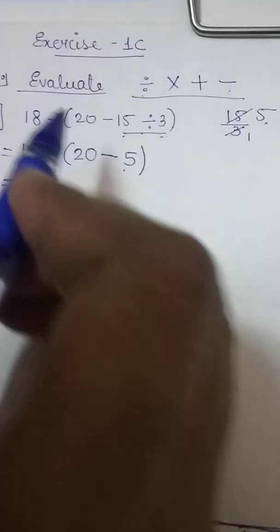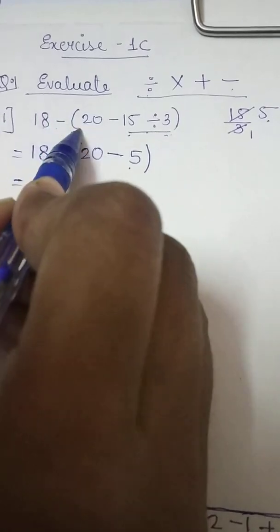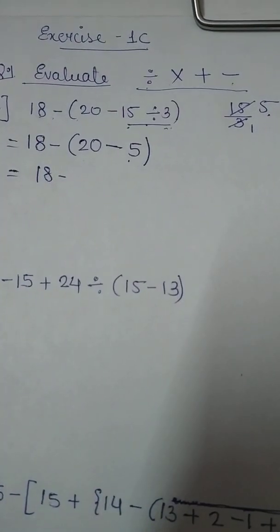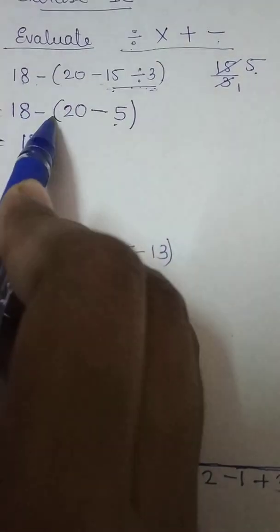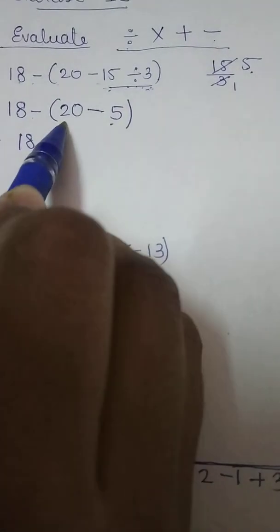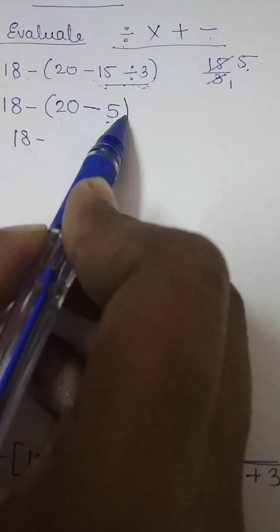Question number 1, evaluate. See students, 18 minus bracket open 20 minus 15 divided by 3. So 15 divided by 3 will be solved first. 15 divided by 3 will get 5. So in place of 15 divided by 3, I will write 5 here. The numbers are written as it is, 18 minus 20 minus 5.